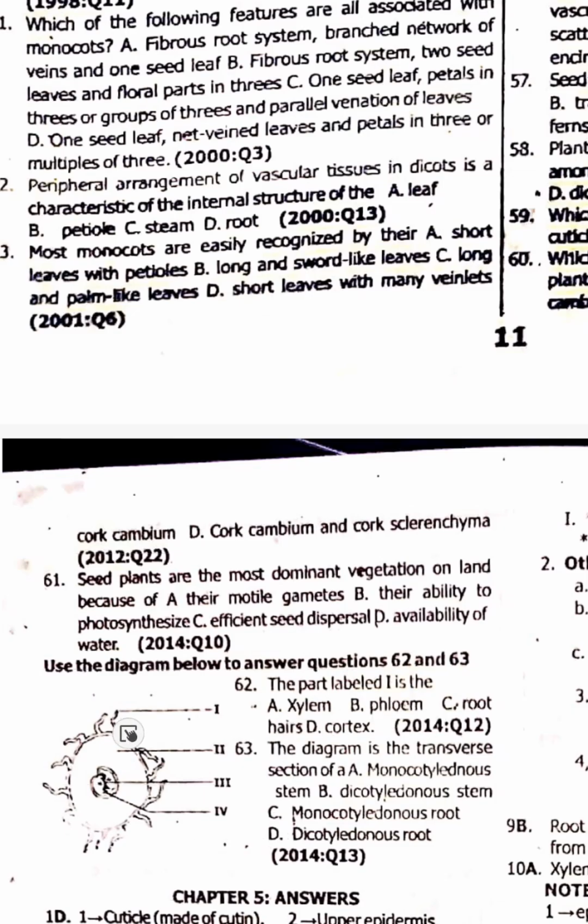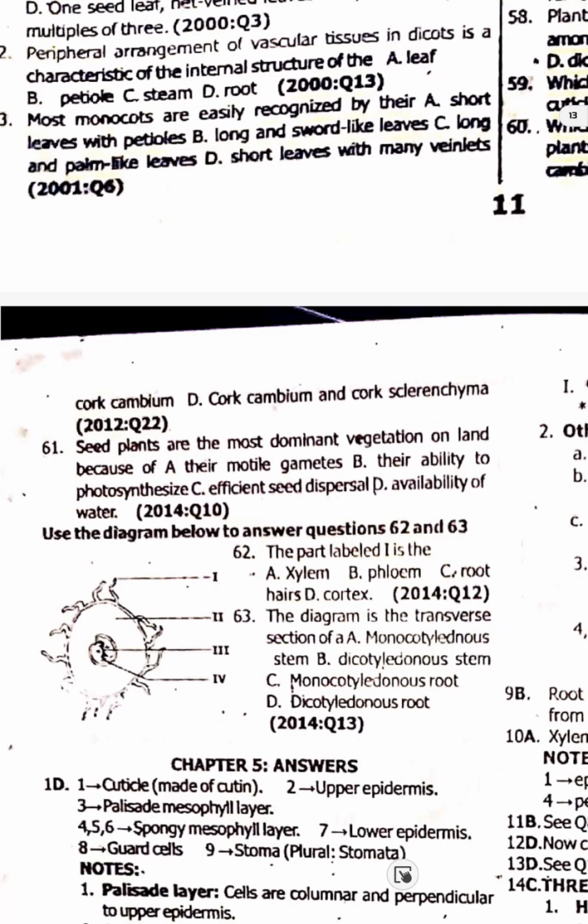The part labeled I is called the root hair. 62 is option C. And 63, the diagram is the transverse section of a dicot root. A dicot root. It doesn't have a pith.